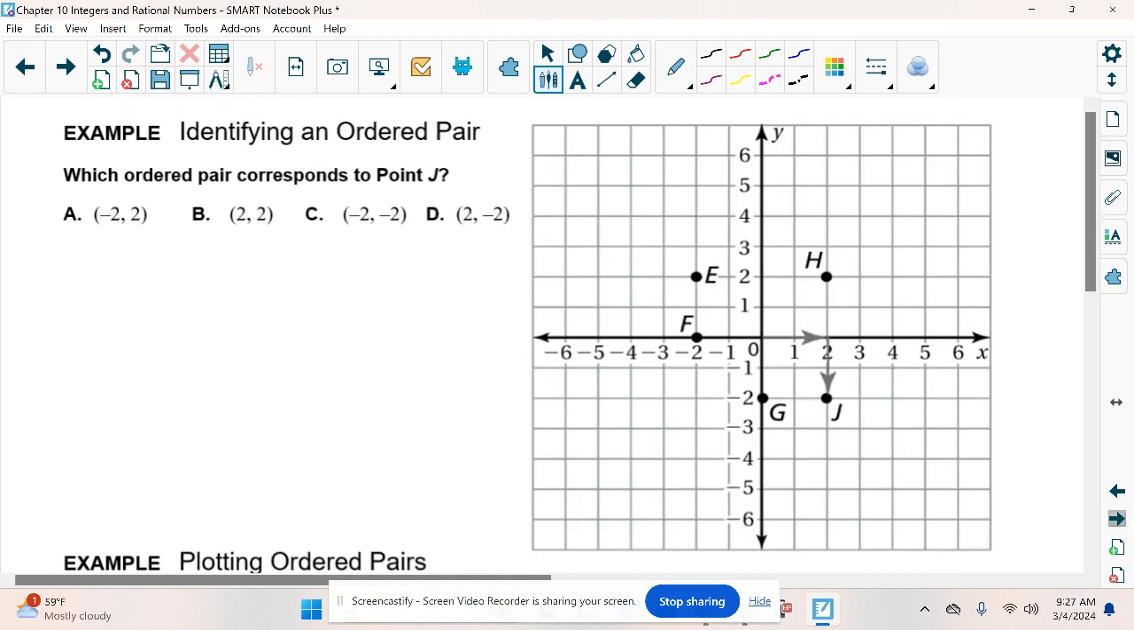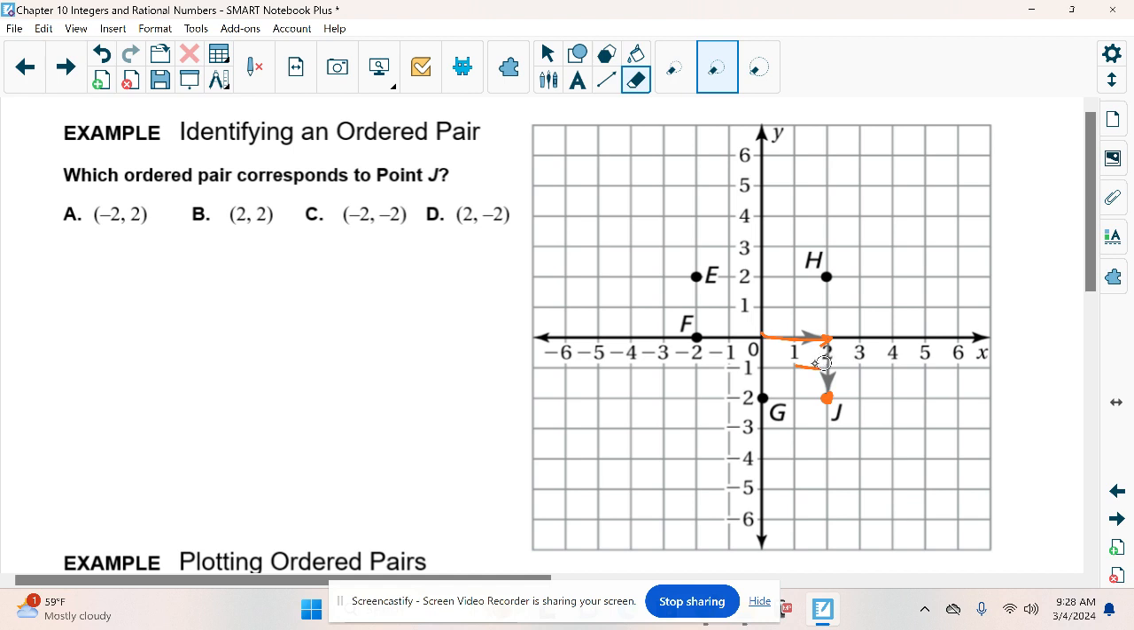Alright, so if you flip over on your packet to the next page. Okay, it wants us to be able to identify which one of these ordered pairs goes with J. So how can we get to the point J? So here's J right here. If I follow my song, I start at 0, and do I go left or right? I'm going to the right. How many am I going to the right?